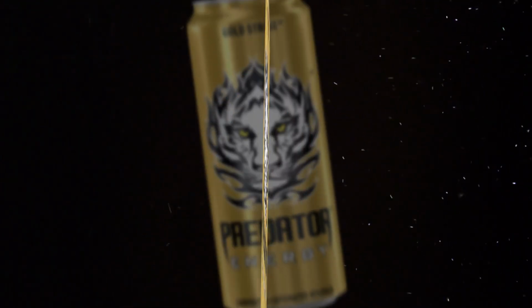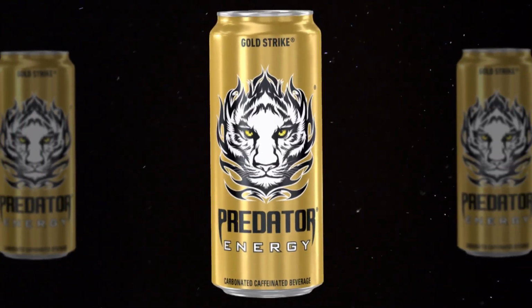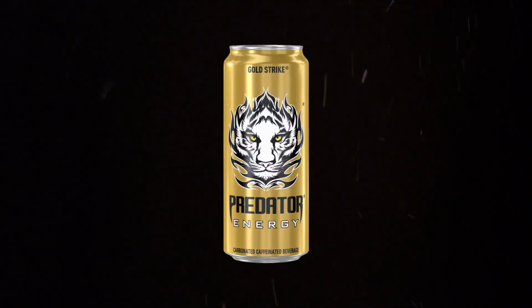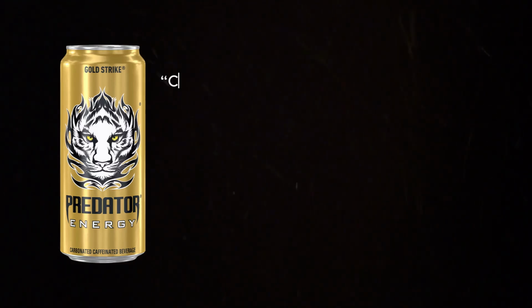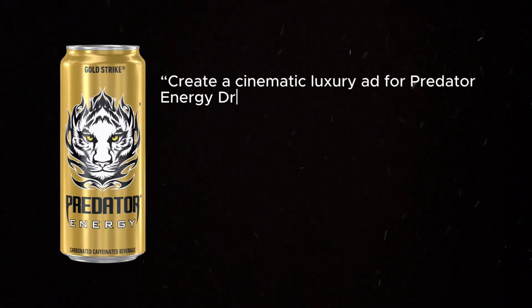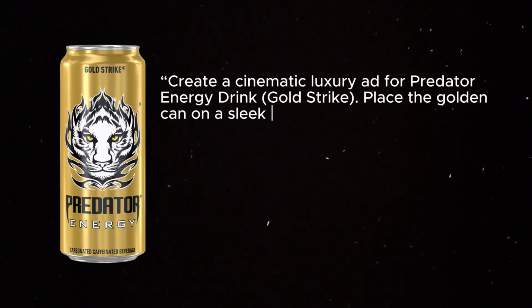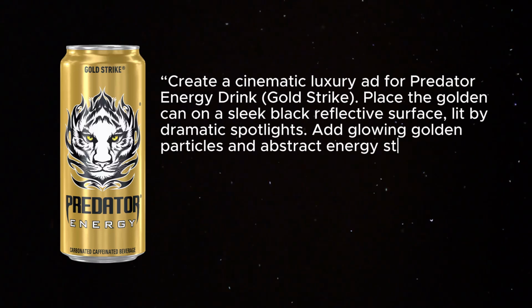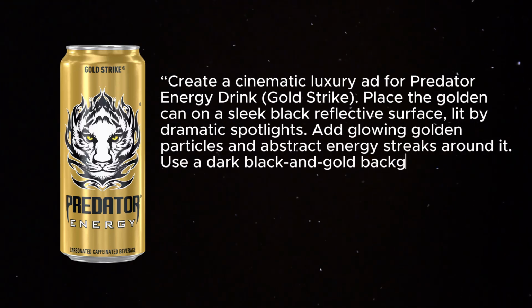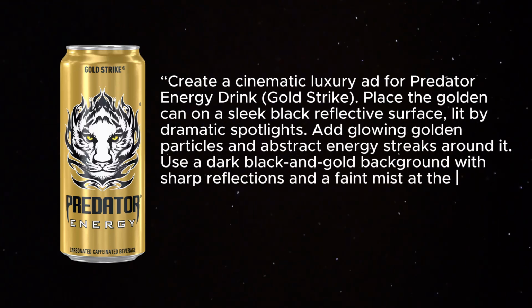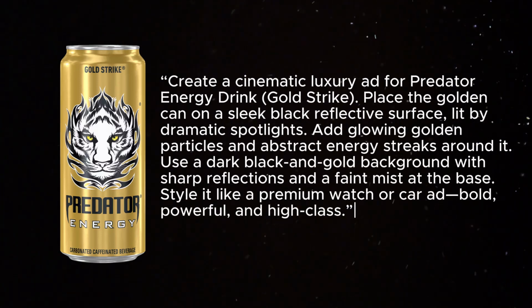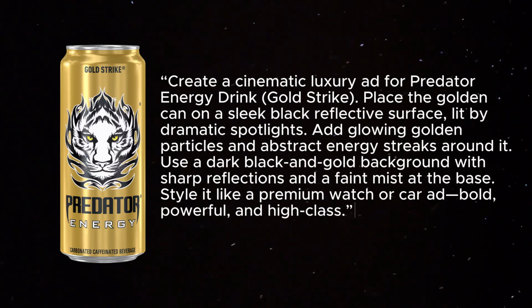For the first test, I started with something simple, an ordinary energy drink can, nothing exciting. But I wanted to see if Nano Banana could transform it into something that looks like a luxury magazine ad. So I uploaded the can and used this prompt: create a cinematic luxury ad for Predator energy drink, Gold Strike. Place the golden can on a sleek black reflective surface, lit by dramatic spotlights. Add glowing golden particles and abstract energy streaks around it. Use a dark black and gold background with sharp reflections and a faint mist at the base. Style it like a premium watch or car ad, bold, powerful, and high class.